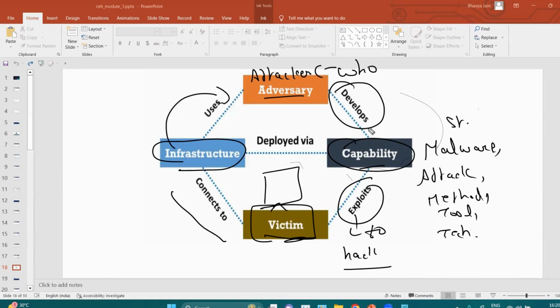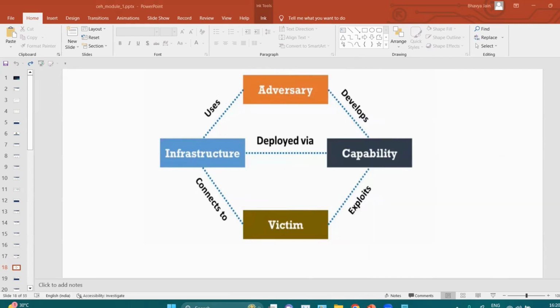So this is a methodology, or a mindset, we can use to investigate any kind of event, or any cluster of events, or any incident after the attack. Is it clear? Yes.